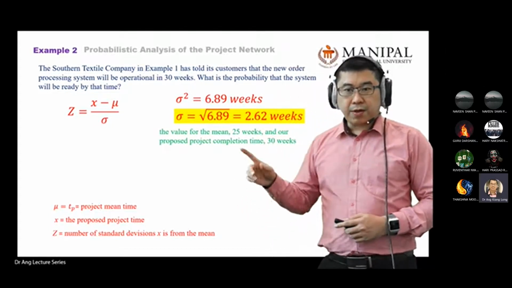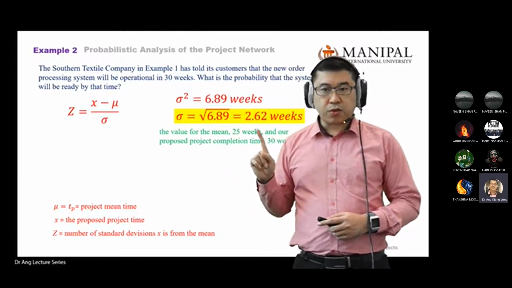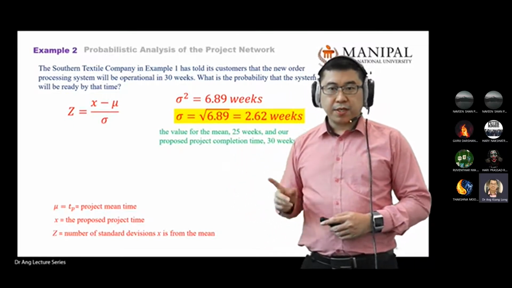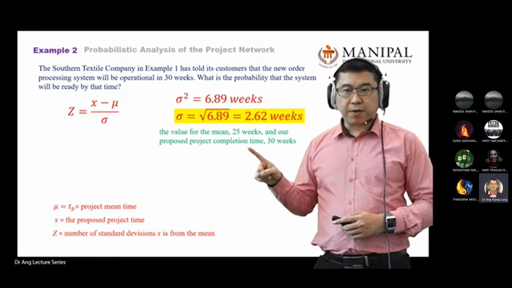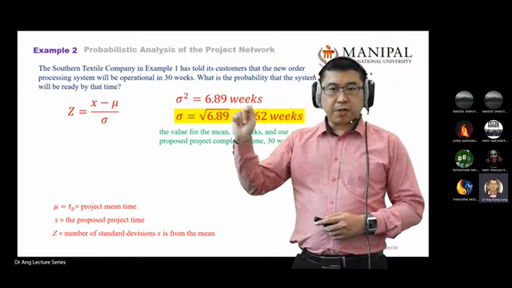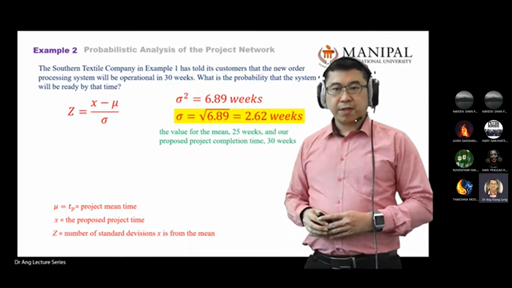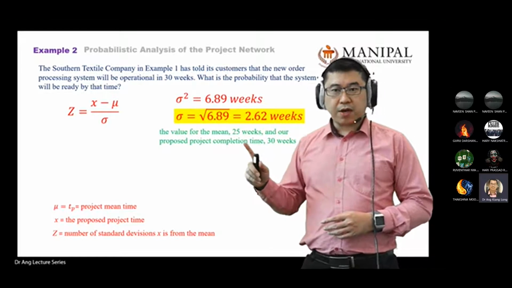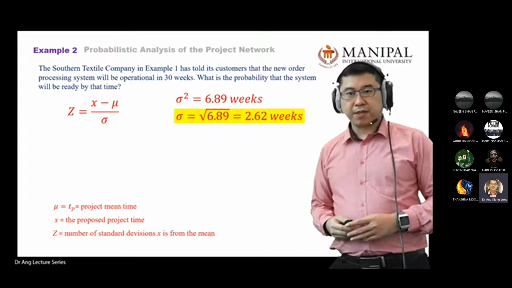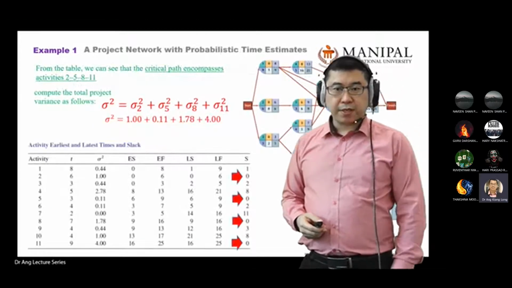Now the mean value for the time is 25 weeks. And our proposed project completion is 30 weeks. In this statement, the boss tells the customer we can be ready in 30 weeks. Now you might ask, how do I know it's 25 weeks mean? You go back to the previous data here.